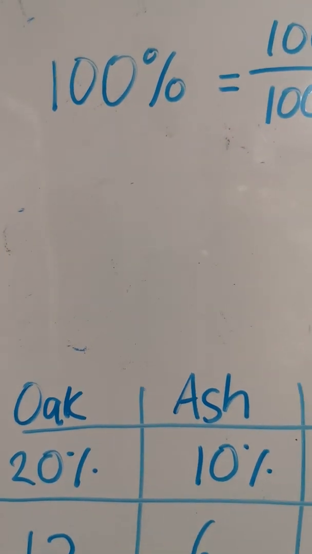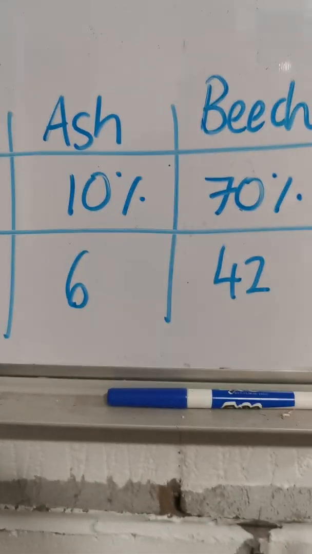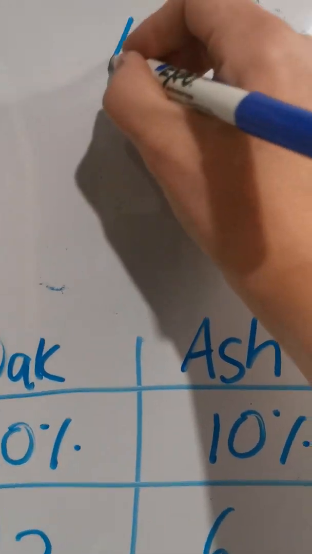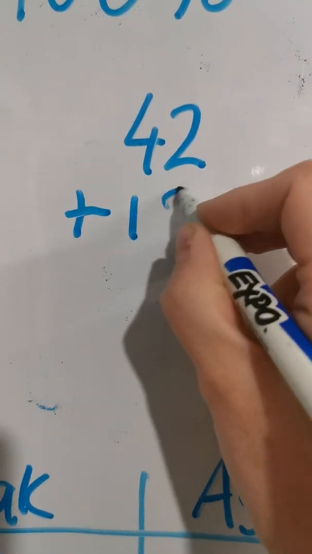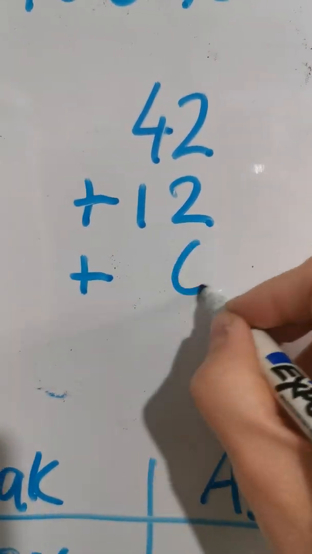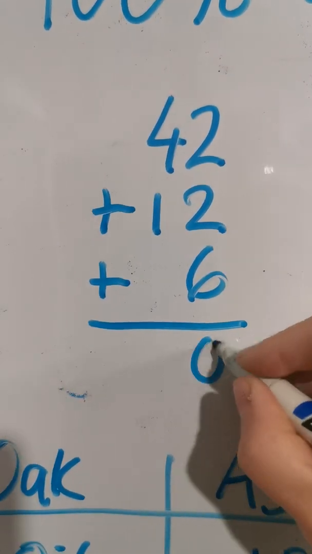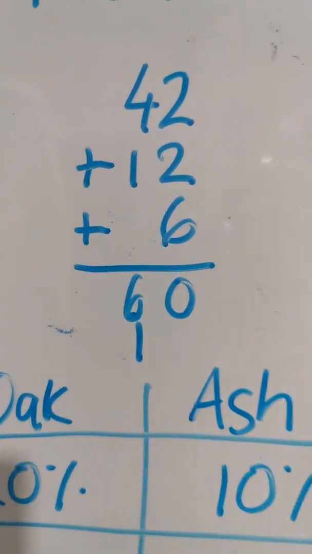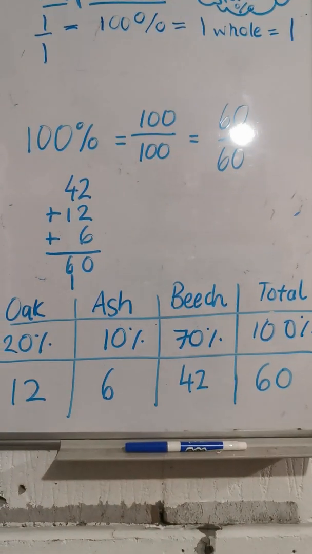Now, just in case something has gone a little bit wrong, I'm going to check that my 12, my 6 and my 42 add up to 60. So I'm going to do a quick column addition. So I'm going to do 42, add 12, add 6. 6 add 2 is 8, add 2 makes 10, 4 add 1 is 5, add 1 is 6, and I have got 60. So I know that I have worked it out correctly.